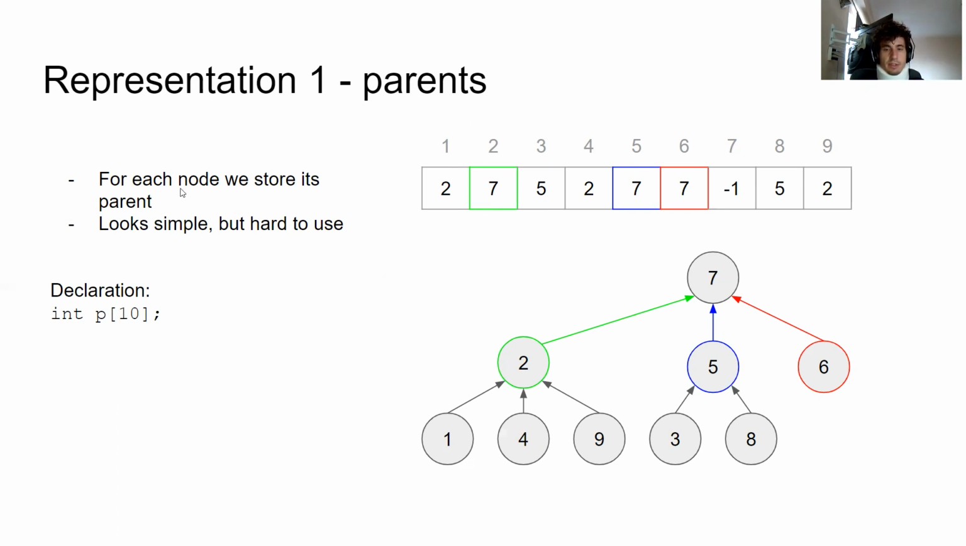So this representation looks really simple. It actually is really simple, but it's hard to use because it's hard to find the children of 7, for example. To find the children of 7, you have to go through this whole array and see where we have 7. And as the declaration, it's only an array. So this is really simple.